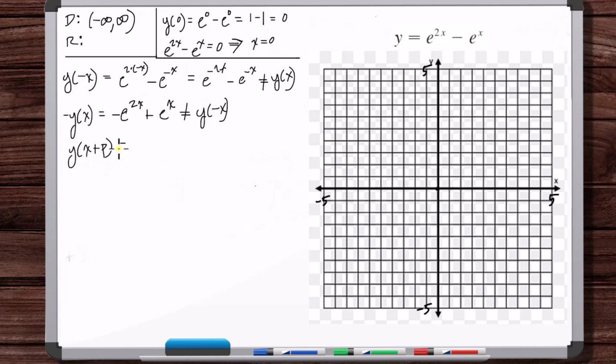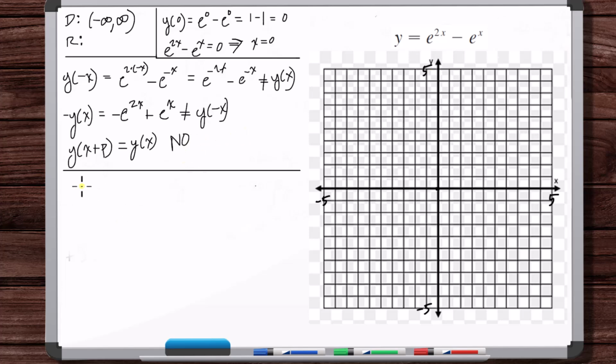What about periodic symmetry? Is there some number p such that y of x plus p is equal to y of x? No, we're dealing with all the typical types of functions that we've learned in algebra and trigonometry. This is not one of the ones that we know could be periodic, like a trigonometric type function or a hyperbolic function. It's not involving any of those.